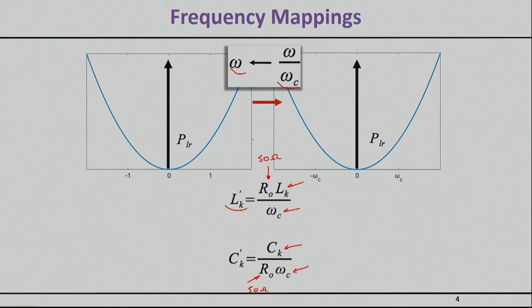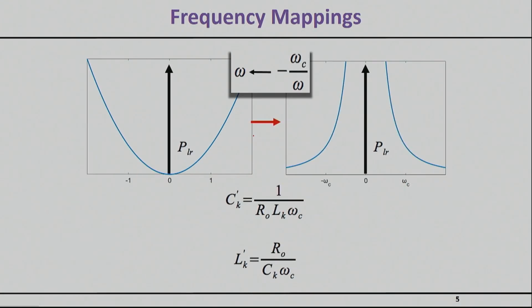Once you do this mapping, once you replace literally all your inductors and capacitors with these new values, your transfer function will jump from a cutoff frequency of 1 to a cutoff frequency of anything else you like. There's also the inverse question. What if I want to change the filter from a low pass that I have synthesized to a high pass?